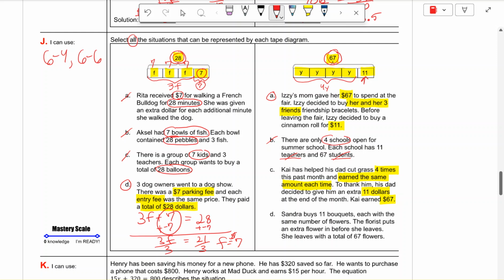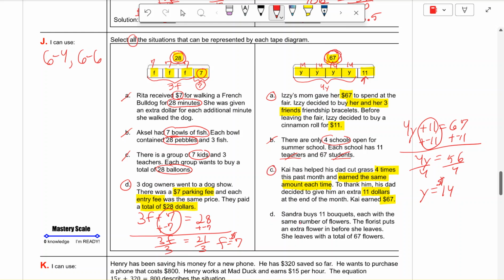And that works out. It works out like this. 4y plus 11 is 67. We'll add negative 11 to both sides. That gives me my 0 on my constant. And 4y is equal to 56. We'll divide by 4 on both sides, and y is 4 goes into 56 14 times. So y's are $14. And if you did 14 here, 14, 14, and 14 plus 11, you get 67. So you know it's correct. So C is a good answer.